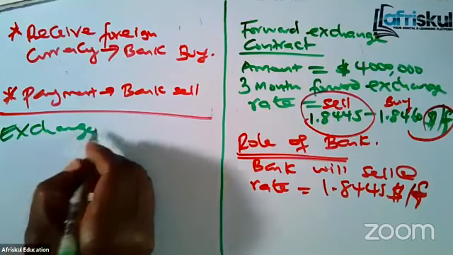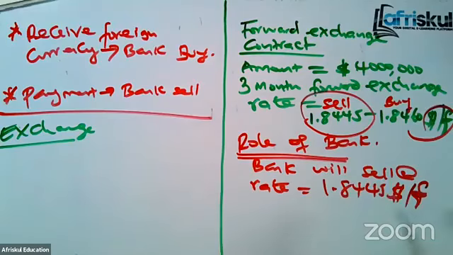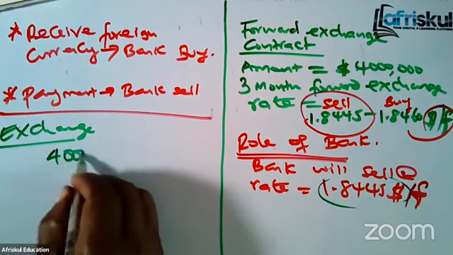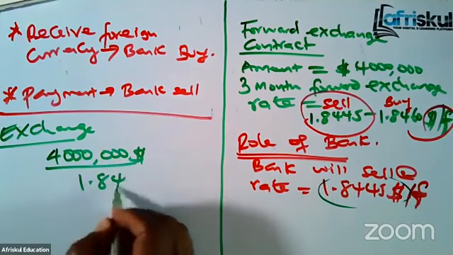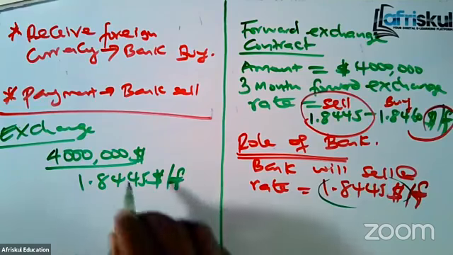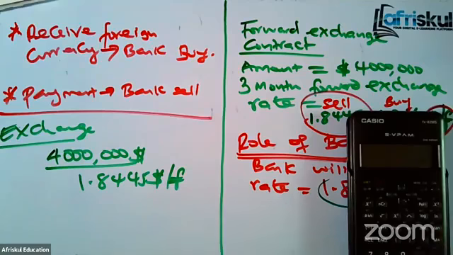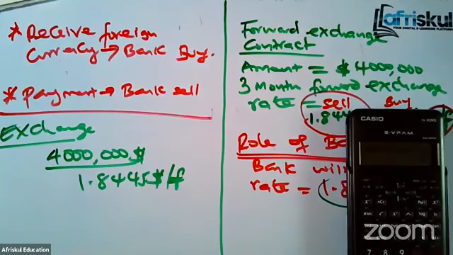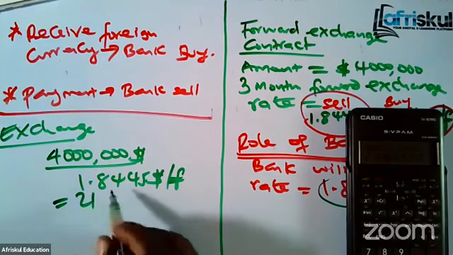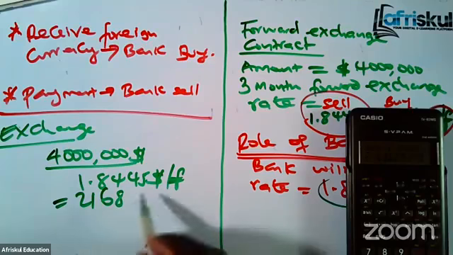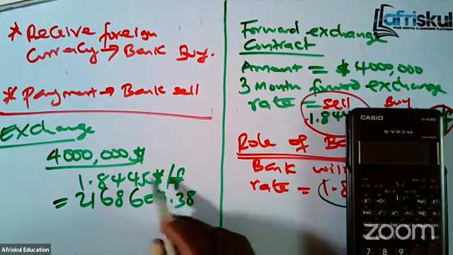So as we exchange, ladies and gentlemen, of course, we know the amount is $4 million, and this is an amount which is given in form of dollars. So there is no way we can multiply dollar and dollar. If you try multiplying these two, you'll end up getting dollars squared, and dollars squared doesn't make sense. So when you are exchanging, in this case, you will take $4 million all over $1.8445 per pound. So dollars and dollars will cancel out, leaving me with pounds. So we have 4 million divided by 1.8445, which will give us 2,168,609.38 pounds.